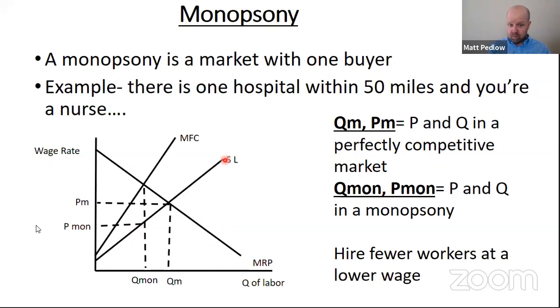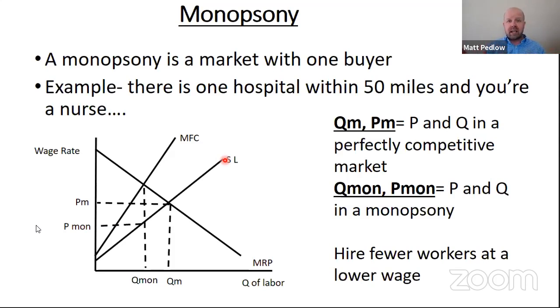An upwards sloping supply of labor. We haven't seen that yet in the labor graph, right? We said the market set our wage. Now, a monopsony is different. It's a market with one buyer. What are they buying? They're buying labor.